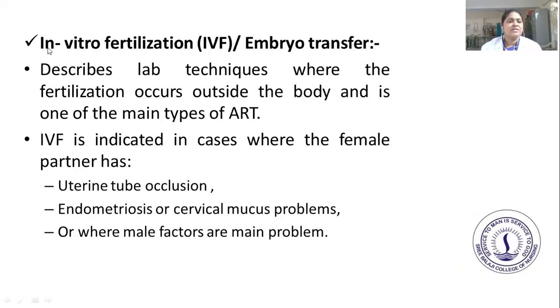The next treatment is in vitro fertilization, which we commonly call IVF embryo transfer. It describes the lab techniques where fertilization occurs outside the body and is one of the main types of ART. IVF is indicated in cases such as uterine tube occlusions, endometriosis or cervical mucus problems, or where male factors are the main problem.